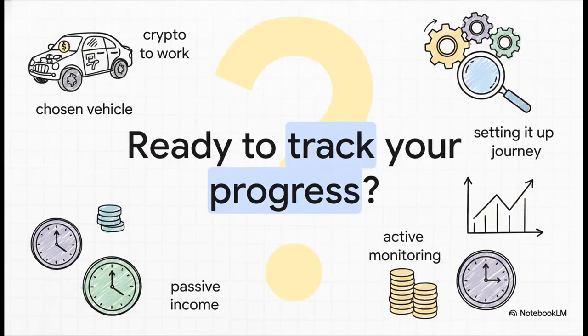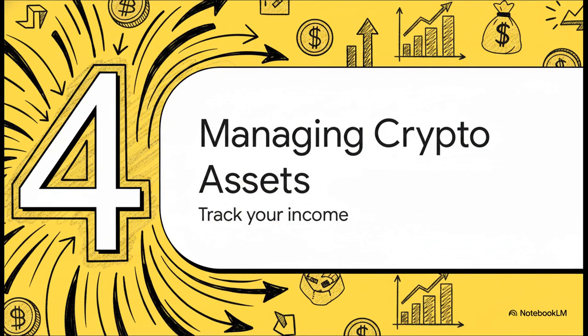So, once your strategy is chosen and your funds are deployed, the focus naturally shifts. Setting it all up is just the beginning, right? The second half of the passive income equation is active tracking and continuous monitoring to make sure your positions are actually performing optimally. Which brings us to Section 4, Managing Your Crypto Assets.